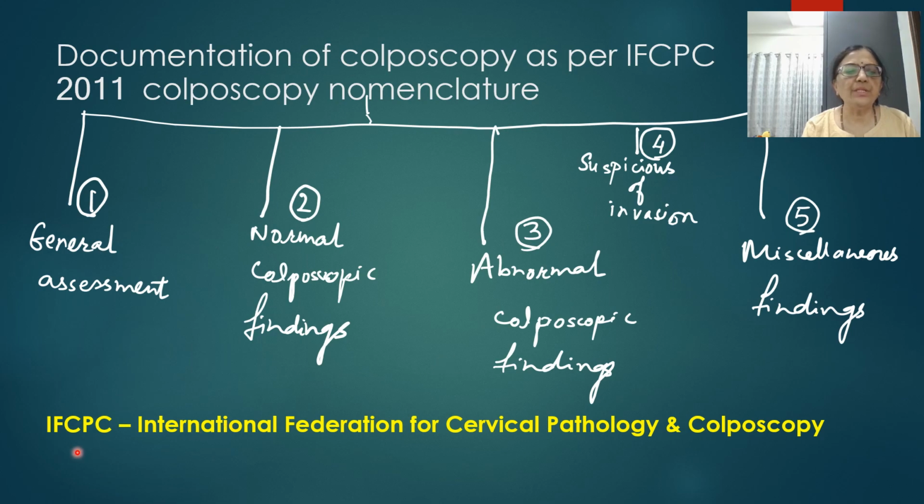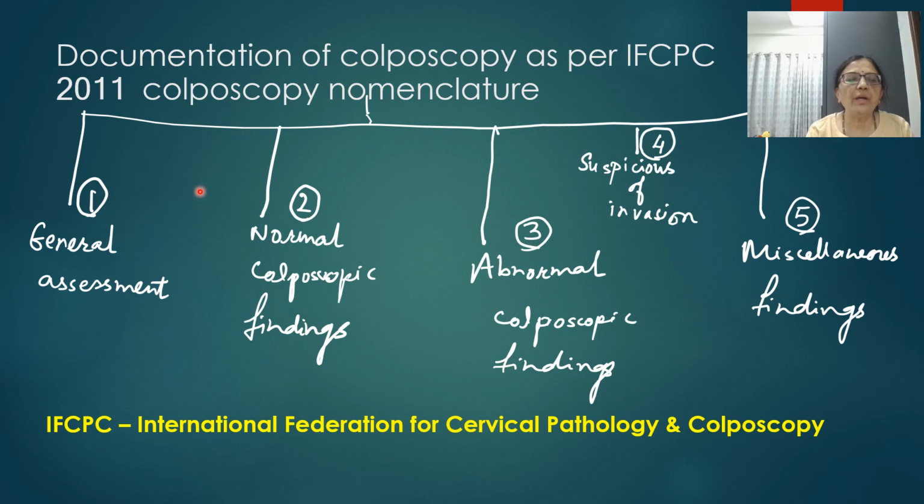What is this? IFCPC is the International Federation for Cervical Pathology and Colposcopy. Remember this long form. They have provided us with this 2011 colposcopy nomenclature, which is being used uniformly all over the world at present. The main aim of the 2011 IFCPC nomenclature is to make it as objective as possible, so that interpersonal variability is reduced if we go systematically as recommended.